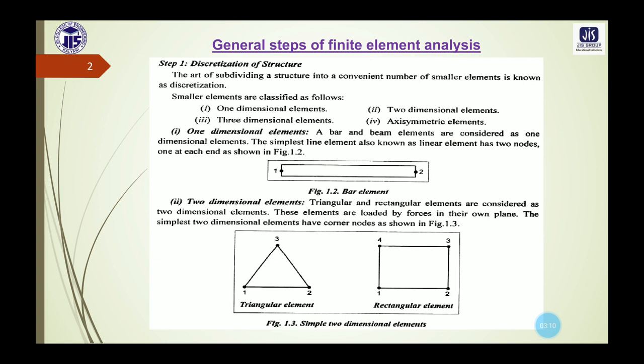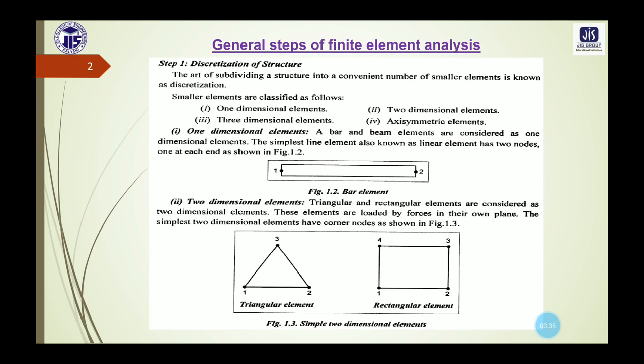The simplest line element, also known as the linear element, has two nodes, one at each end, which is shown here in figure 1.2. In the case of the bar element, the two nodes at its two ends are shown here. So this is an example of a one-dimensional element.